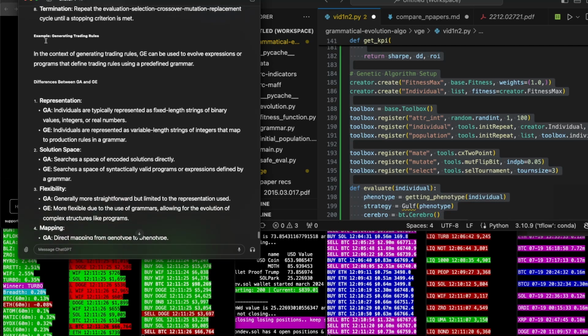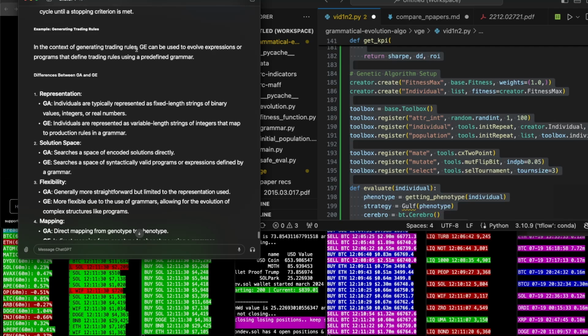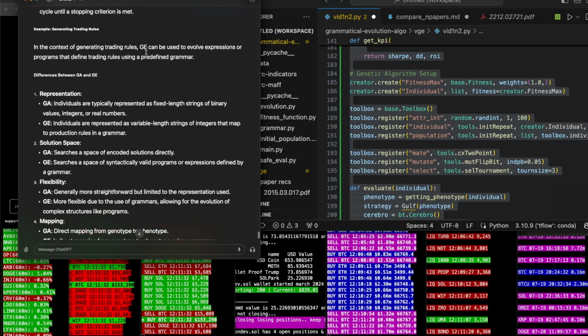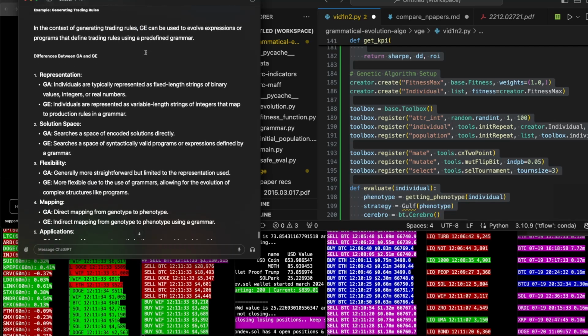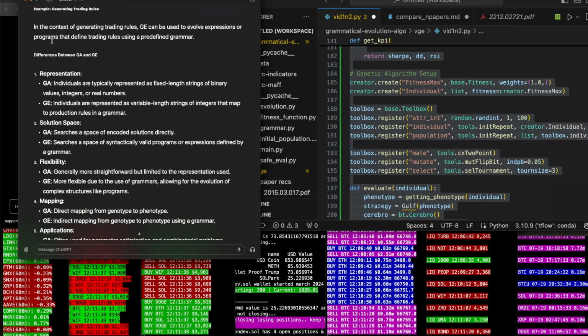So, as an example, in the context of generating trading rules, GE can be used to evolve expressions or programs that define trading rules using a predefined grammar.